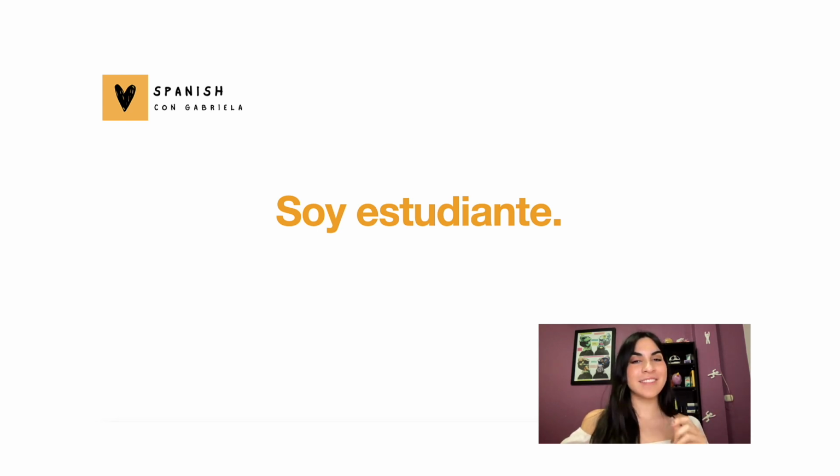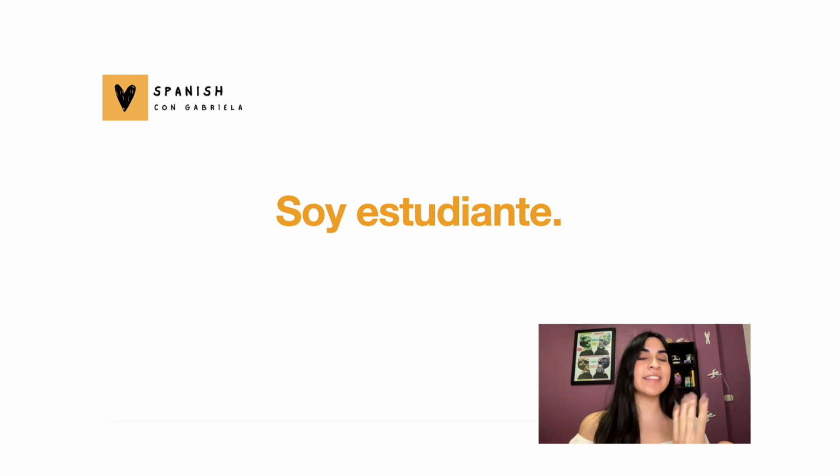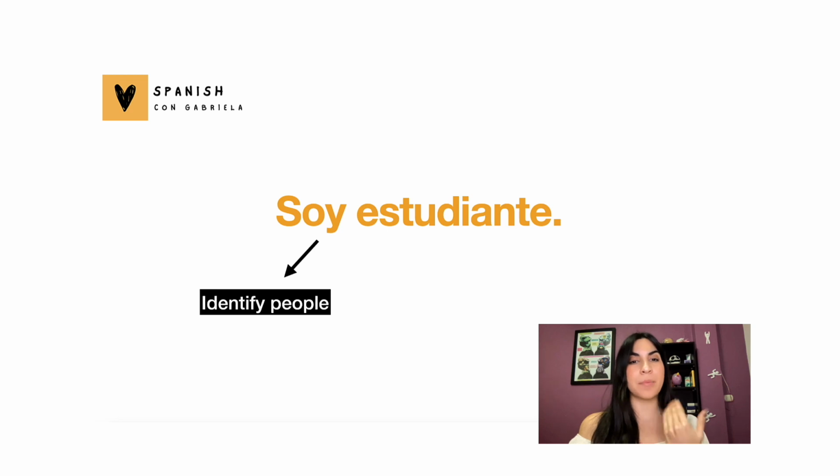In this case, it's not because it's a permanent situation, because you can be a student right now, and then in a couple of years, you're not going to be a student anymore when you finish your career or your studies, right? So you might say, this is a temporary situation. I should use the verb estar. I should say estoy estudiante. But no. Why? Because the verb to be ser is also used to identify people and describe characteristics. So in this sentence, soy estudiante, what we are doing is identifying a person. Soy estudiante. I am a student.